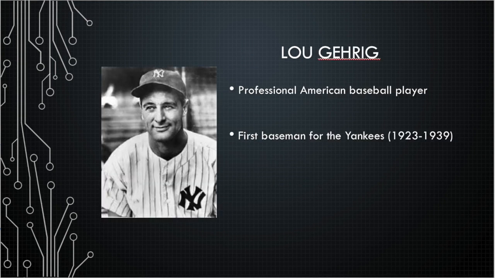Amyotrophic lateral sclerosis is also referred to as Lou Gehrig's disease, after Lou Gehrig, the first baseman for the New York Yankees from 1923 to 1939, who suffered from ALS. The disease eventually forced him to end his career, and he died June 2, 1941, at the age of 37.